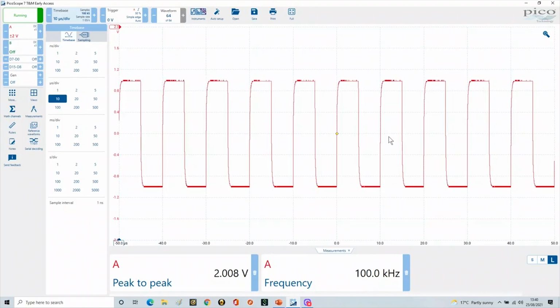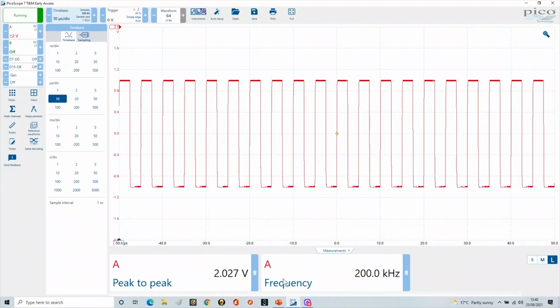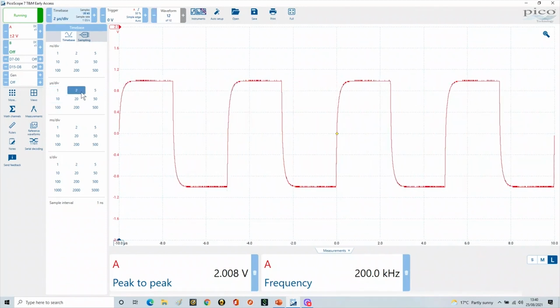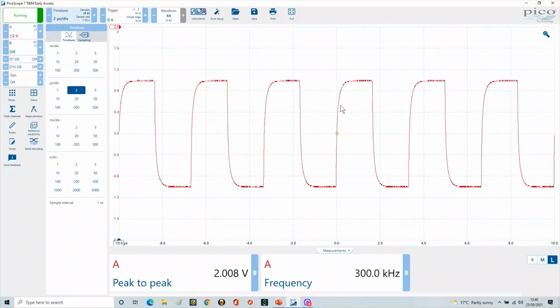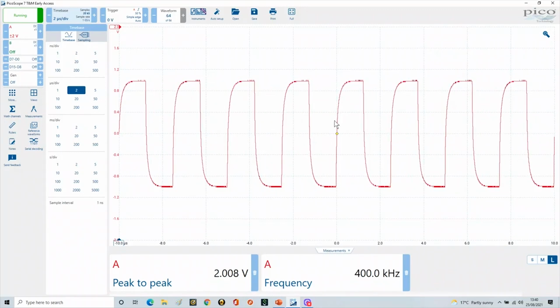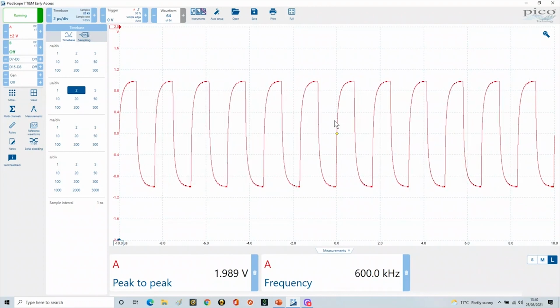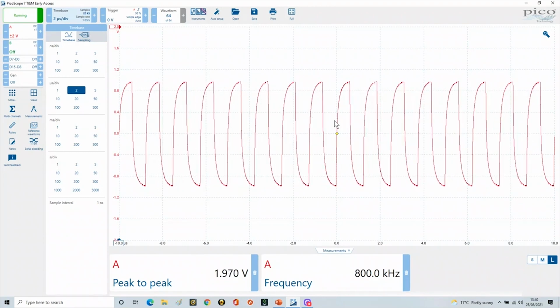But if I start to increase the frequency, going towards the 1 meg, I'm going to do it in hundreds of kilohertz. So this is now 200 kilohertz, and I'm going to open up the time base a bit. There we go. You'll start to see the rounding effect, going up to 400 kilohertz, 500 kilohertz, 600 kilohertz, 700 kilohertz, 800 kilohertz.